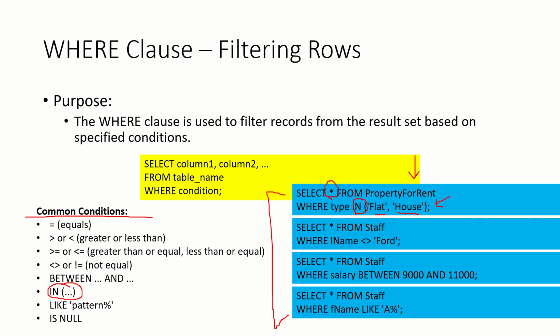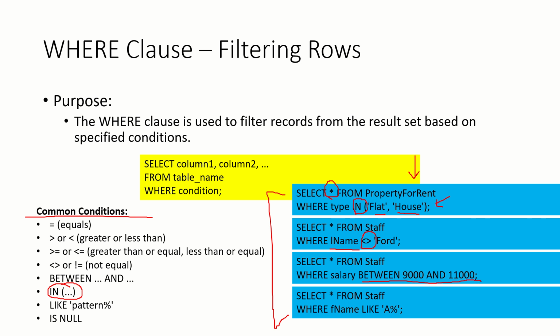Another one is for not equal. In this one, we're trying to select the data from the staff. The condition is that the name cannot be equal to the given name. Then the results will be filtered again, and the results are rendered to you. This is another one. We're trying to select the data from the staff, but the salary has to be between 9,000 and 11,000. So this is using BETWEEN AND.